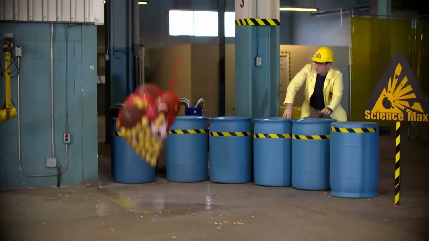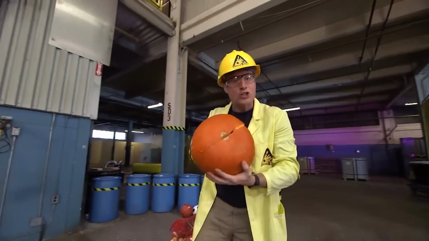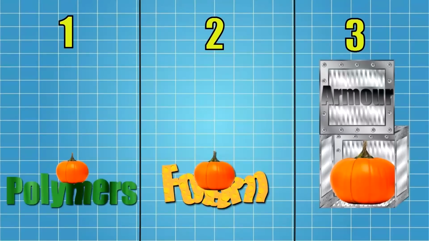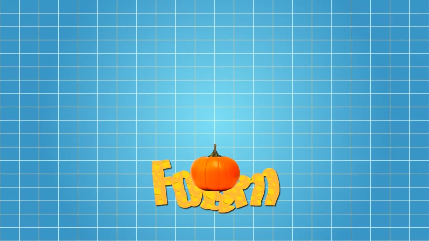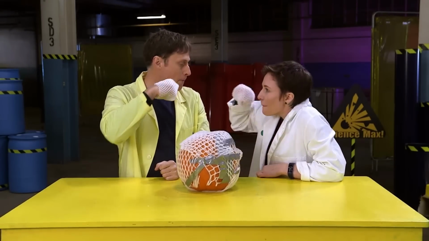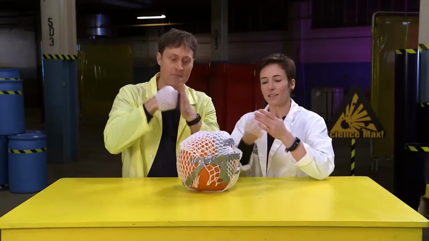We've had some good successes with polymers. Now it's time to try our foam solution. The first foam we use is fruit netting. Foam fist bump. Boom. See? That didn't feel like much at all.